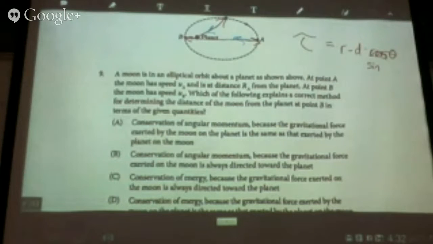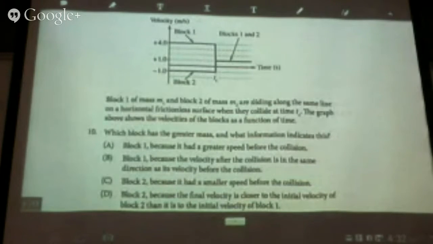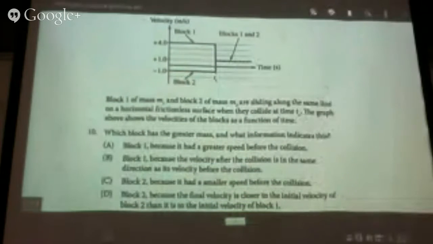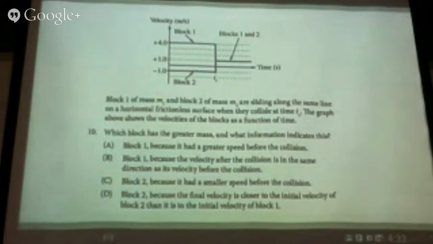And I nailed it. Go me. Woo! Make you feel better? All right, let's move away from rotation then. That makes everybody feel better.